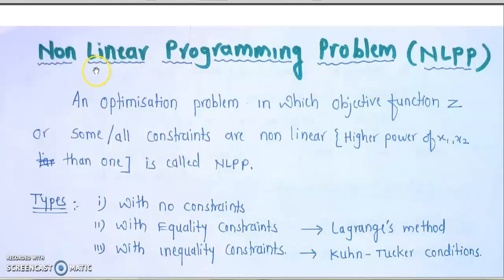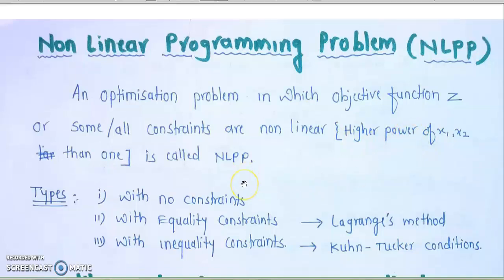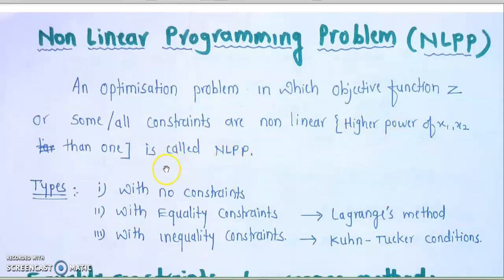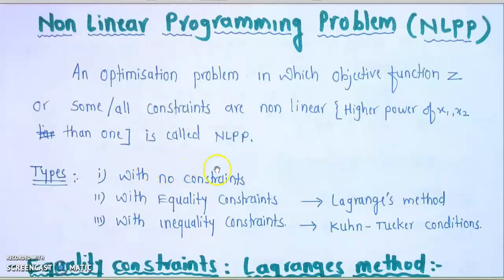Now, when we say non-linear, it comes to an optimization problem in which the objective function z or some of the constraints are non-linear. That's why the powers of x1 and x2 are more than 1. It is called NLPP. Now, there are three types of NLPP: optimize NLPP with no constraints, then optimize NLPP with equality constraints, which is also called Lagrange's method. And the third type is NLPP with inequality constraints, and we have one method to solve it, that is the Kuhn-Tucker conditions. Today we are going to see Lagrange's method and Kuhn-Tucker conditions, that is type 2 and type 3.